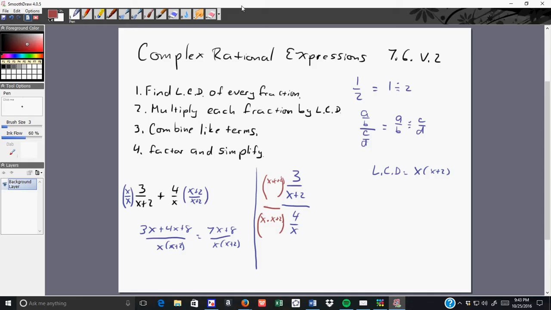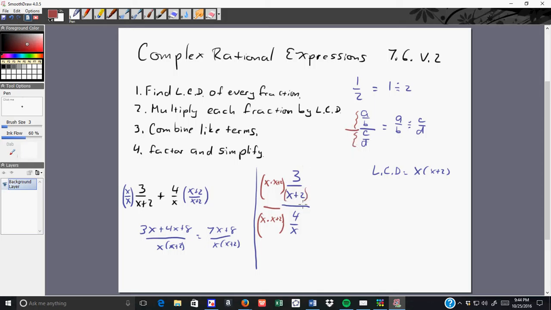All right? Let me make this so you can actually read it. Sorry. X times x plus 2. And you'll notice I said find the least common denominator of every fraction, and so that's what I did. But I'm going to multiply each fraction by the least common denominator. And the reason why is because I don't want a complex fraction. A complex fraction looks something like this, where I have a fraction here over a fraction here, right?